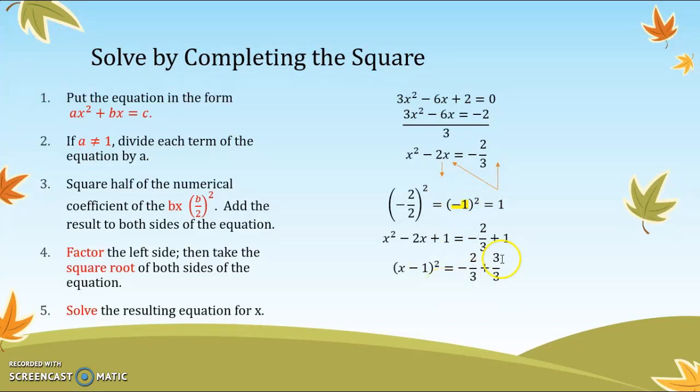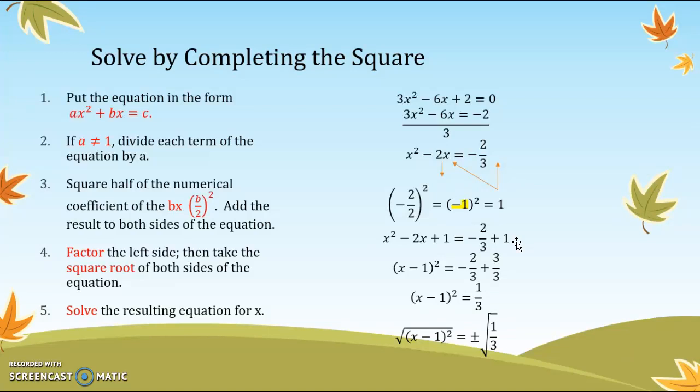In order to add the right-hand side, we need a common denominator. The common denominator for 3 and 1 is 3, so 1 is the same as 3/3. Negative 2/3 plus 3/3 is equal to 1/3. I am now able to take the square root of both sides of the equation so that I can eliminate that square. By doing so, gives me x minus 1 equal to plus or minus the square root of 1/3.